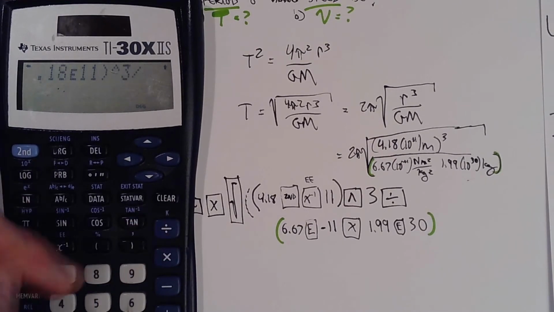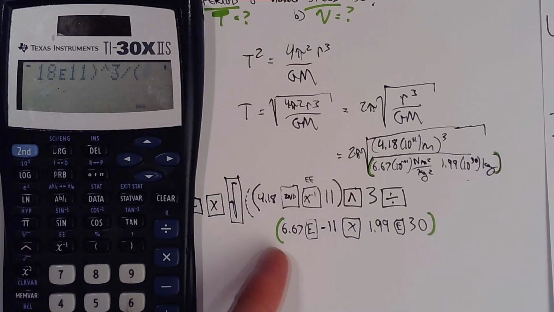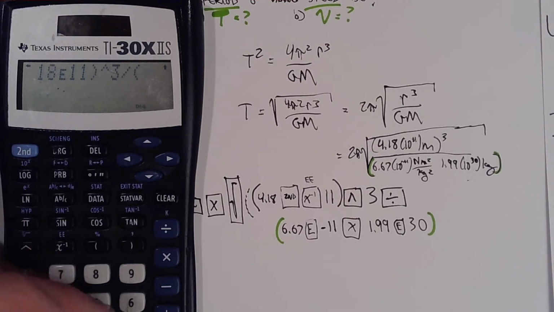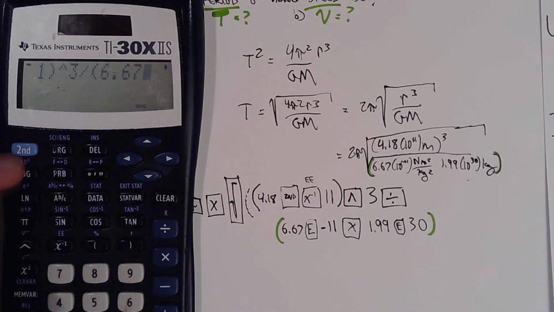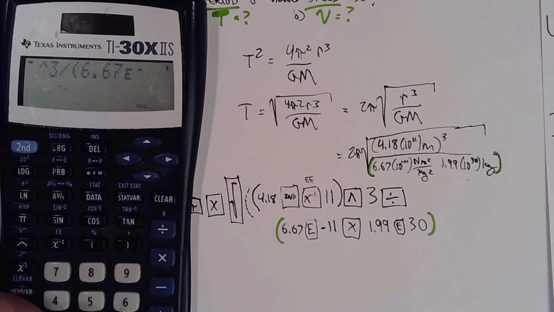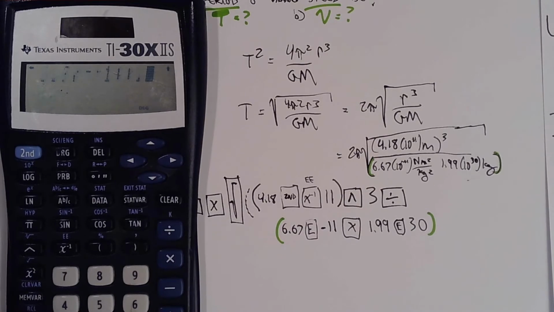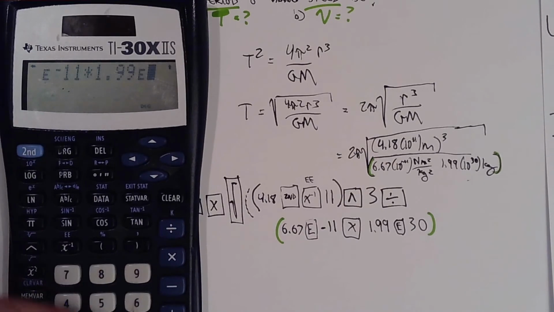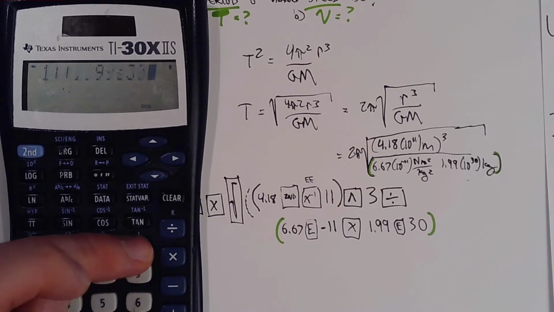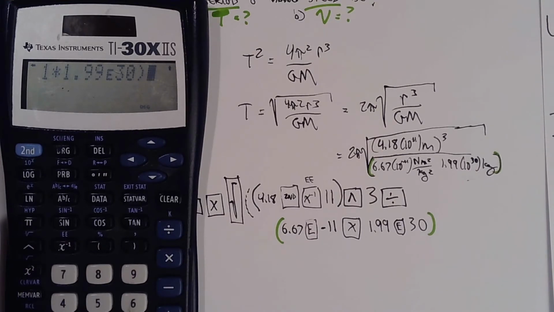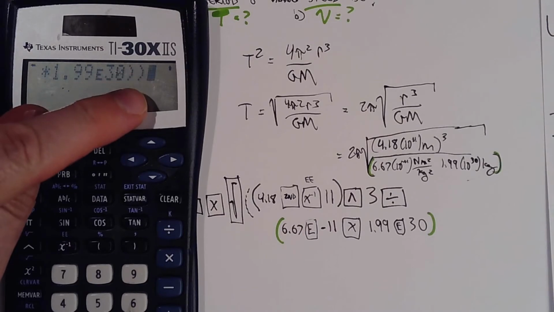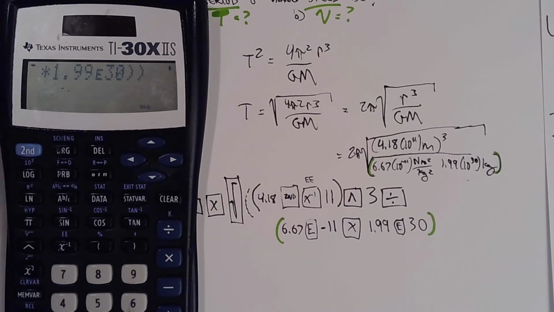And then I'm going to divide, add another parenthesis. That's the green parenthesis. 6.67 e to the -11th times 1.99 e to the 30th. So you can see this is quite a lot to enter in. And I could close the last parenthesis if I want to. That's going to block off the square root. Again, the calculator will do that automatically for you if you don't.